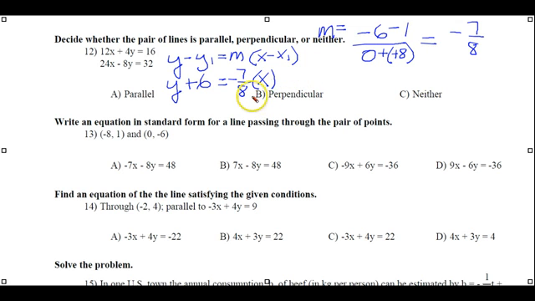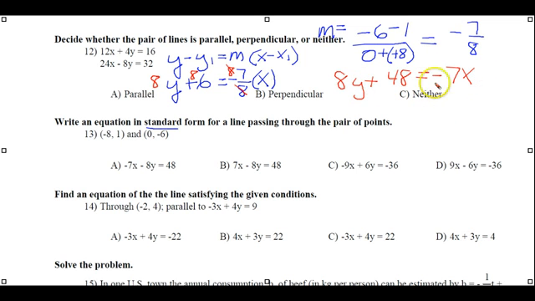Now we want to put it in standard form, and standard form has no fractions. So I would strongly suggest that you get rid of the fractions by multiplying everything by the lowest common denominator, which is 8. And here the 8's just cancel out. So now we have 8y plus 48 equals a negative 7x.